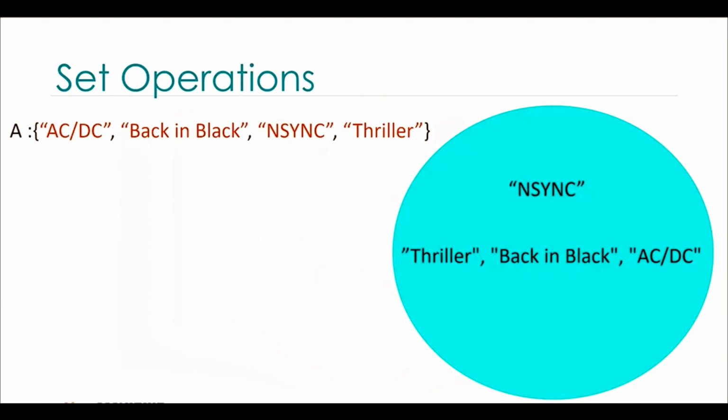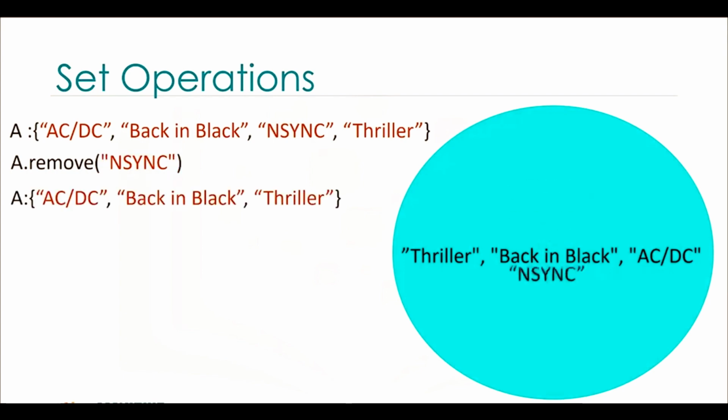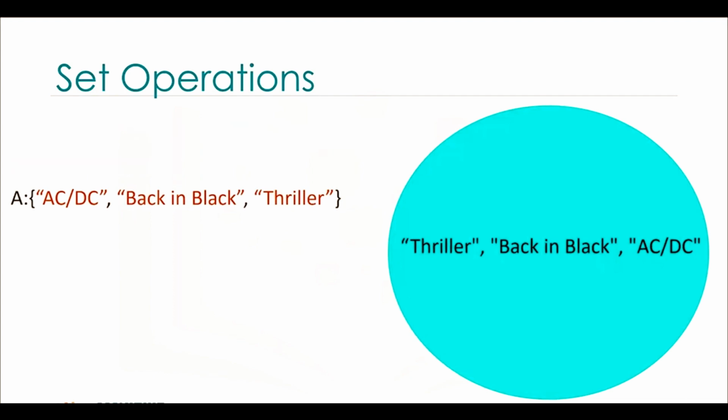Let's say we would like to remove in sync from set A. We can also remove an item from a set using the remove method. We just put the set name followed by a dot, then the remove method. The argument is the element of the set we would like to remove, in this case, in sync. After the remove method is applied to the set, set A does not contain the item in sync. You can use this method for any item in the set.